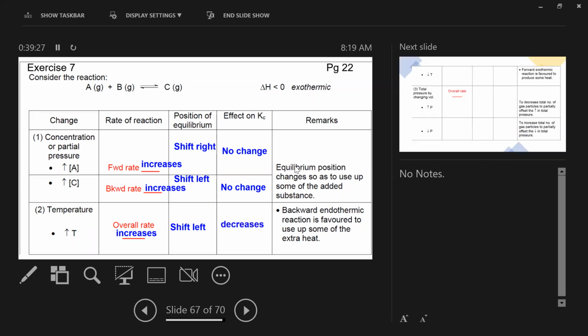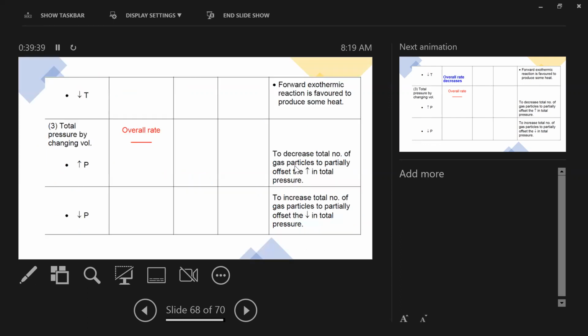In this case, since it shifted left, there is a decrease of product and an increase of reactant. Hence, Kc will decrease. If I drop the temperature, then the overall rate will decrease due to the decrease in average kinetic energy. It will shift right, in the opposite direction. And Kc will increase because it favors the product and reduces the reactant.